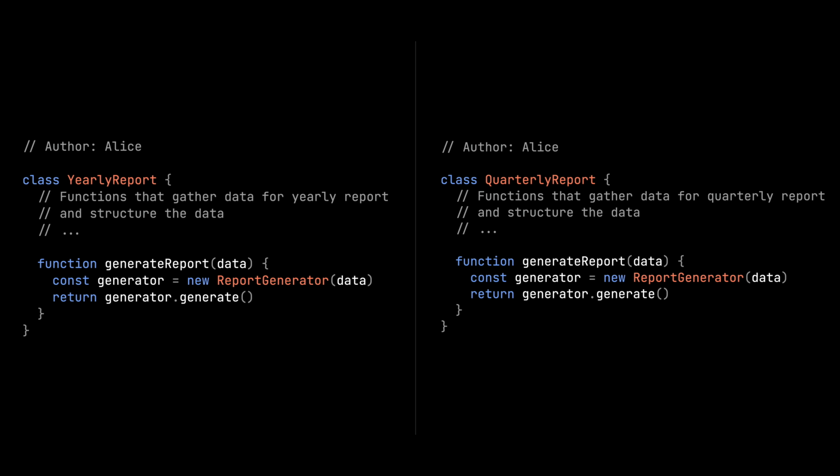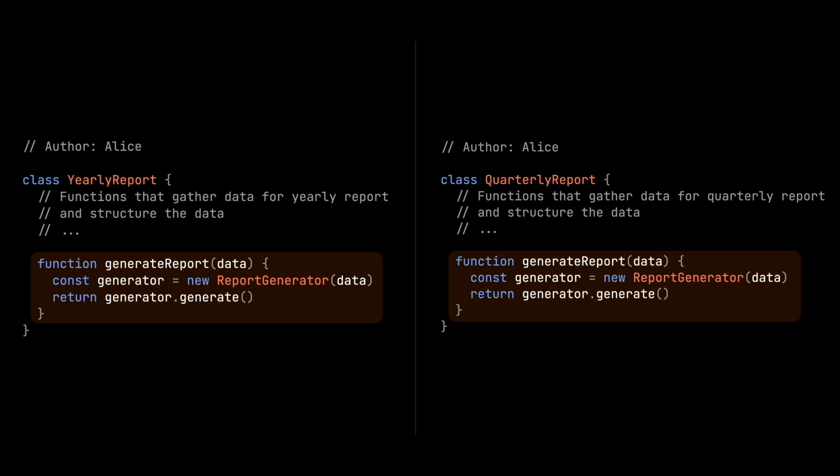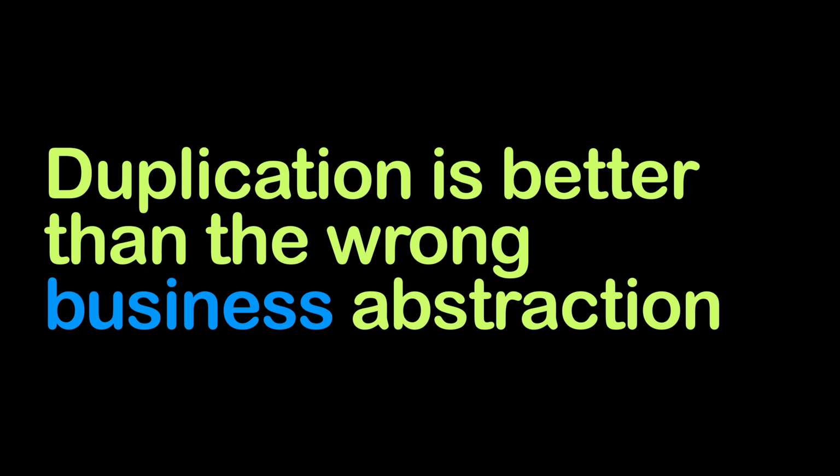The answer is actually neither, and it depends on the business requirement. In our example, only if the format of the HTML needs to change together for both yearly and quarterly reports, it makes sense to have a common abstraction, and that coupling is probably okay. Otherwise, duplication is okay and should be preferred because it would keep both reports independent from each other and they can change independently. Duplication is better than the wrong abstraction. Or more accurately, duplication is better than the wrong business abstraction.